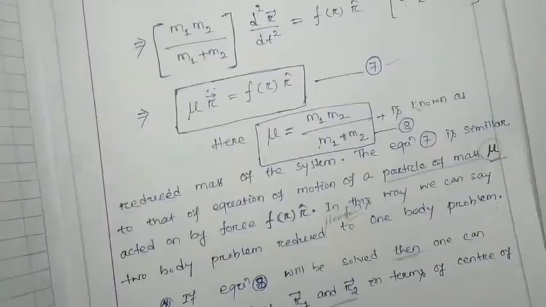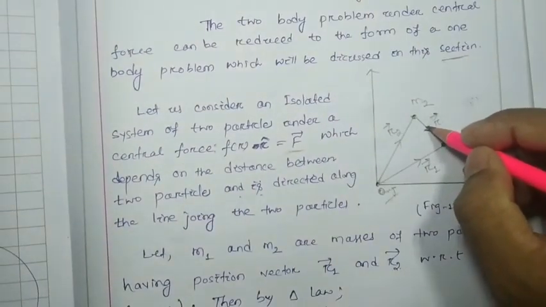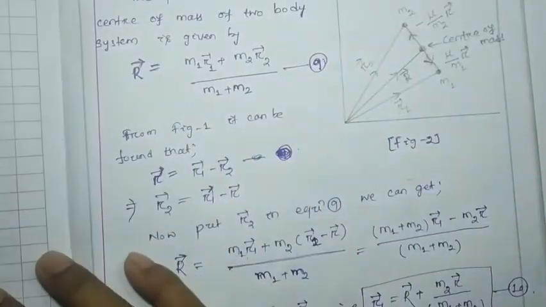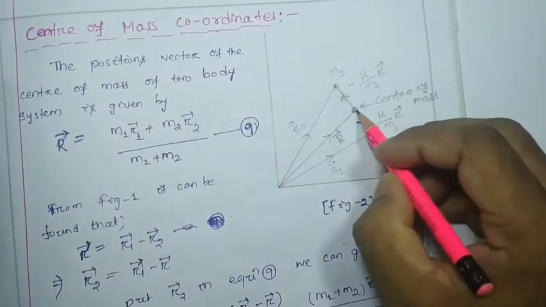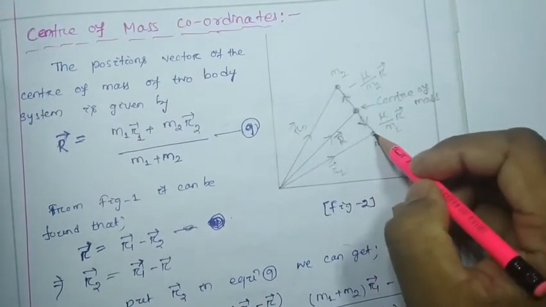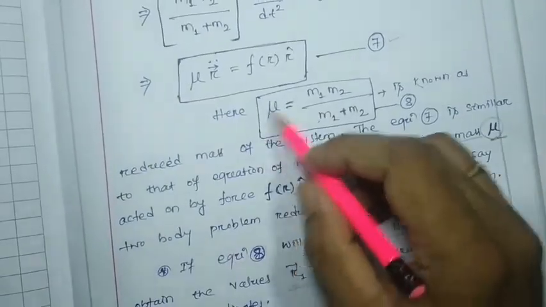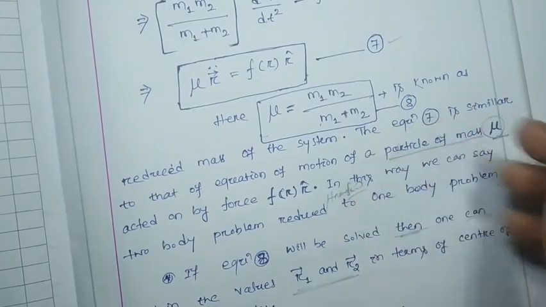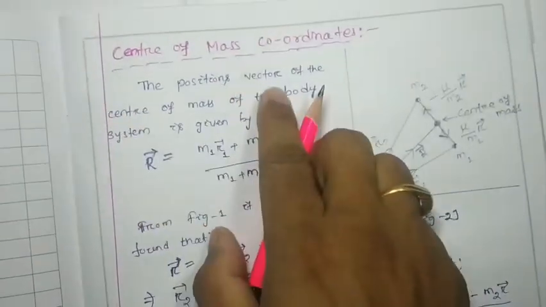Here, if we consider these two masses, the center of mass will be here. I can show you. If we consider the center of mass to be the origin, then the coordinates of m1 and m2 can be found by solving this. What we were going to discuss in our next class is the center of mass coordinates.